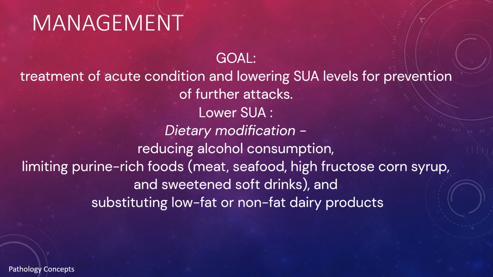The dietary recommendations include reducing alcohol consumption, limiting purine-rich foods such as meat, seafood, high fructose corn syrup and sweetened soft drinks, and substituting low fat or non-fat dietary products for their higher fat content counterparts.